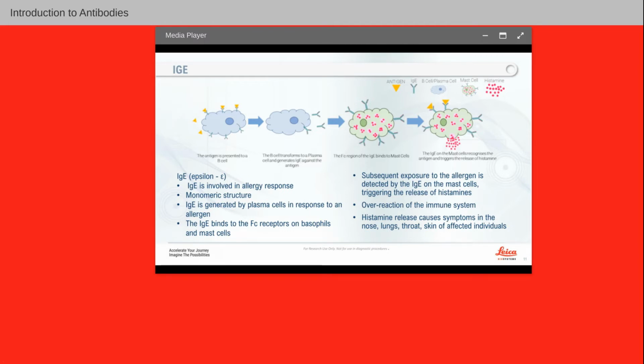The constant Fc region of the IgE has a very high affinity for certain white blood cells, and these are basophils and mast cells. And this allows the antibody to bind to these cells. So the next time the allergen enters the host body, they're ready, waiting, and will detect it. So there's no delay in an immune response. On re-exposure to the allergen, the B cells don't need to have the allergen presented to them to form plasma cells and to produce IgE. The antibodies are already there, and they're attached to the mast cells and the basophils.